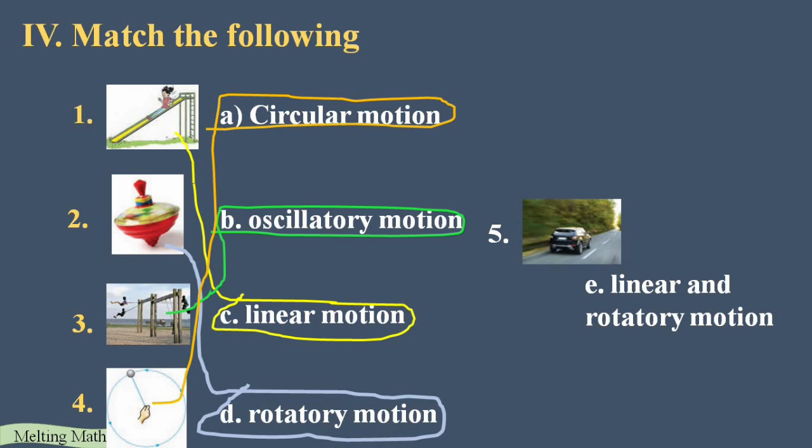Fifth, see here they gave one car moving on a straight road. So here it shows multiple motions. The car going on the straight road is a linear motion, and the wheels are rotating, that's why they are mentioning here rotatory motion. So the fifth one's answer is linear and rotatory motion.